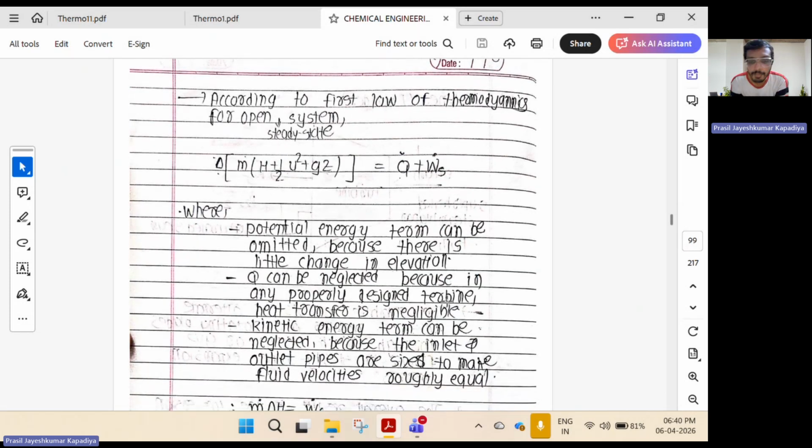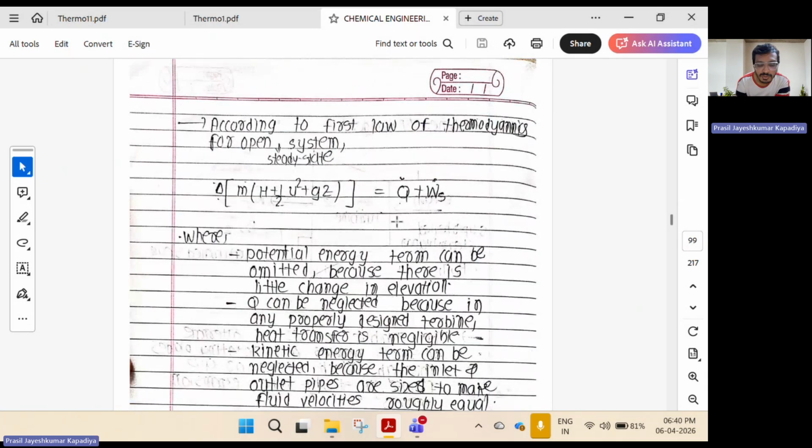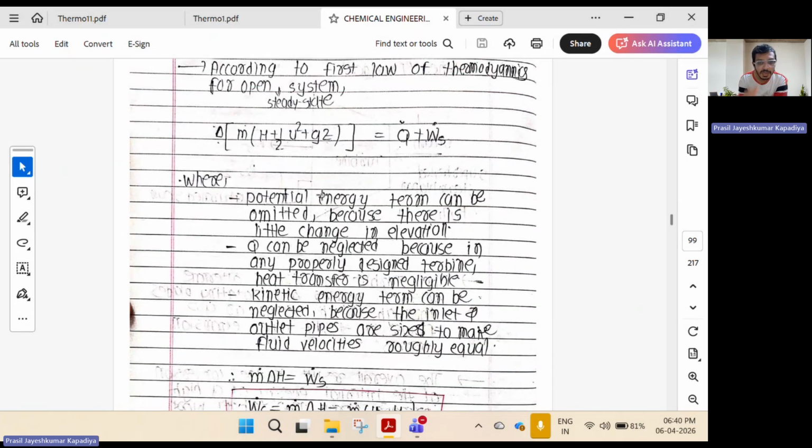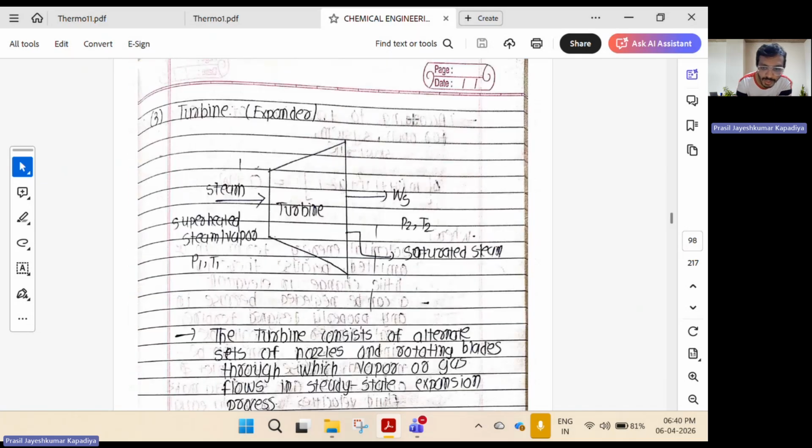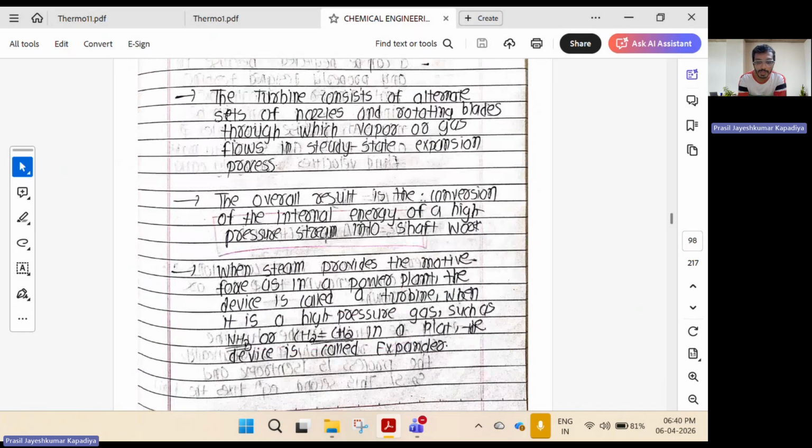Okay, so potential energy term can be omitted because there is no or very little change in elevation, so this term is not going to give any significance. So gz is 0. Q can be neglected because in any properly designed turbine heat transfer is negligible, so Q is also equal to 0. Then kinetic energy term can also be neglected because the inlet and outlet pipe sizes are the same, so there is no velocity change. Okay, so those are roughly equal. So this term is 0, this term is 0, Q is 0. But we are getting some shaft work, so W cannot be 0.